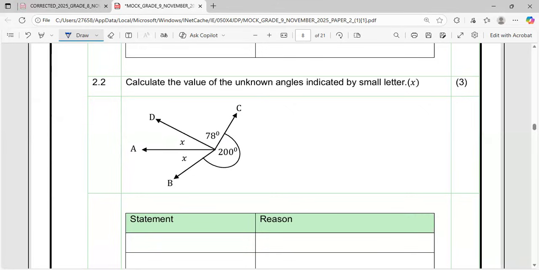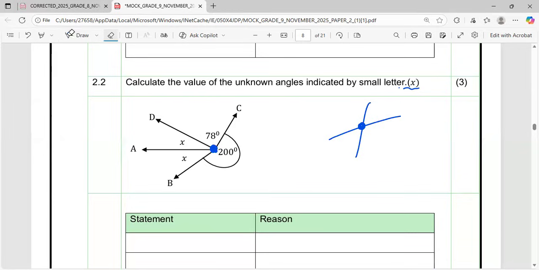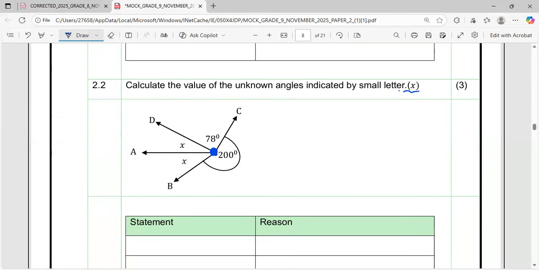And then they're saying here, calculate the value of the unknown angles indicated by small letters, which is x. And in this case, we can see that we have this point where they all meet. I remember I said the points are very important. Whenever you have a line and there's another line, make sure the point of intersection, where they meet, that point of intersection is very important. And in this case, what can we see about this point, the one that I just drew there? What can we witness about it? That blue one.